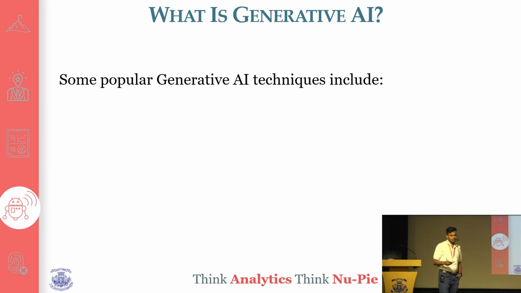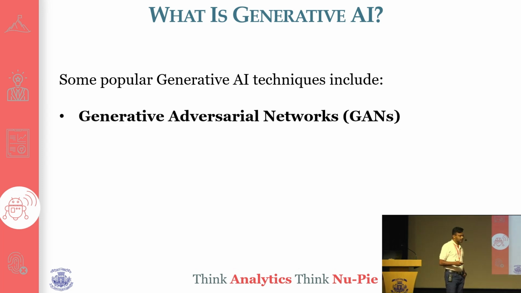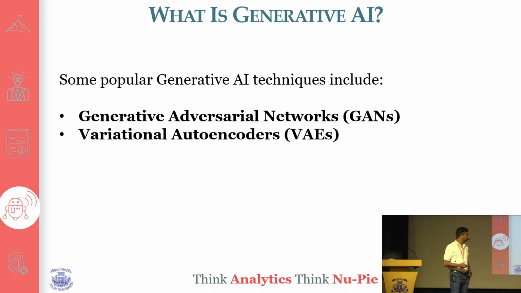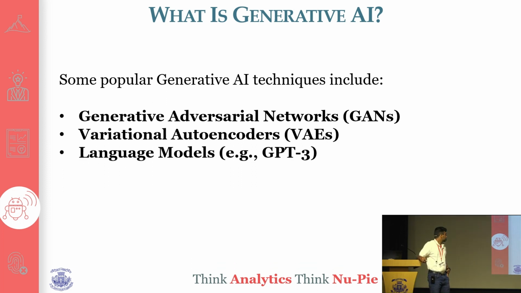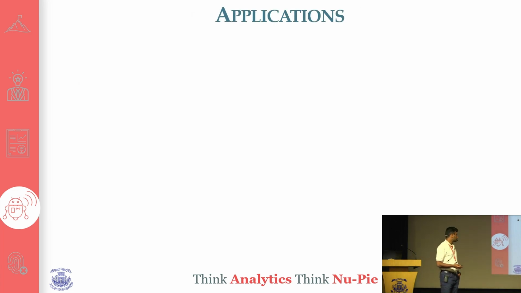There are several AI techniques which we use. One of them is generative adversarial networks, GANs. Here there are two networks: a generator and a discriminator, and they compete against each other to produce high quality content. The second one is variational autoencoders, where we encode and decode the data points, and we try to generate data points by sampling from that space. The next one is language models, as I was saying, such as ChatGPT or Google Bard or Perplexity.